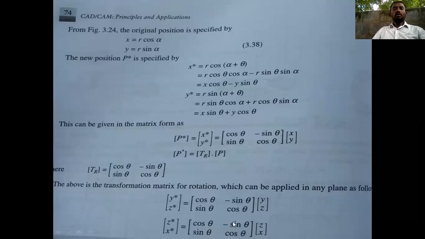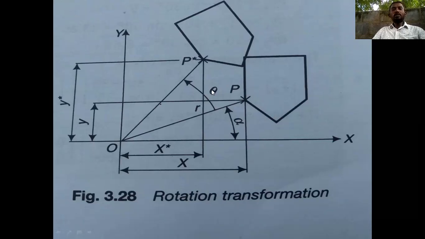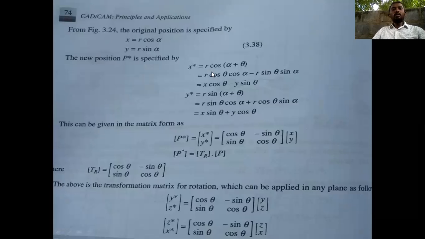For the reflection, we write the same equations here. The reflecting angle is nothing but alpha plus theta. So x dash equals r cos of alpha plus theta. We can simplify this using the formula: r cos theta cos alpha minus r sin theta sin alpha, which is the formula for cos of alpha plus theta.